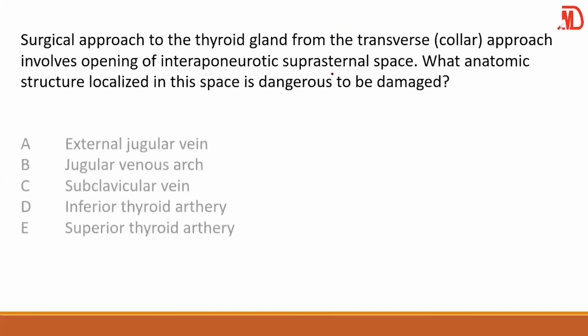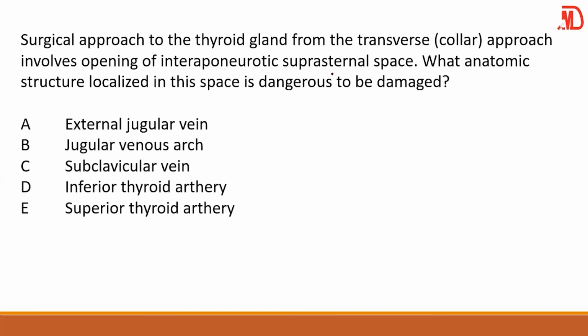Surgical approach to the thyroid gland from the transverse approach involves opening of the interaponeurotic suprasternal space. What anatomic structure localized in this space is dangerous to be damaged? Again, we are talking about the collarbone. So surgical approach to the thyroid gland. You know what a thyroid gland is, right? You just place your hand on your neck, in front of your neck. Place your hands around the area. Somewhere around the area, you will find your thyroid gland.